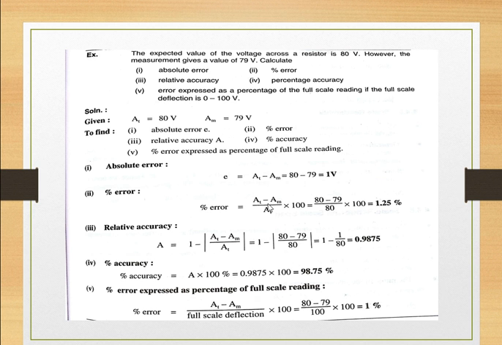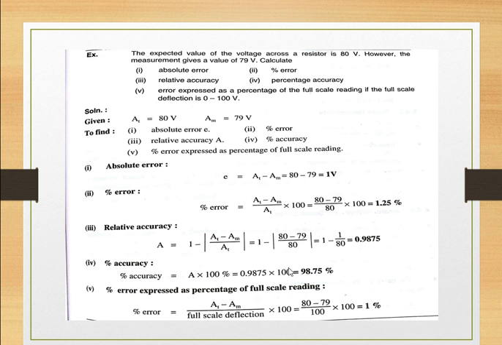Okay, so how to calculate the percent accuracy? It is just relative accuracy into 100%. So what is the relative accuracy? That is 0.9875, multiplied by 100. So here percent accuracy is 98.75% that you are getting here. So it is percent accuracy.